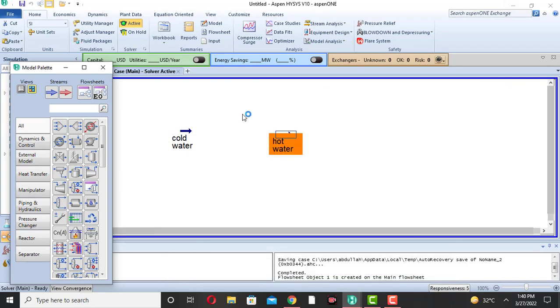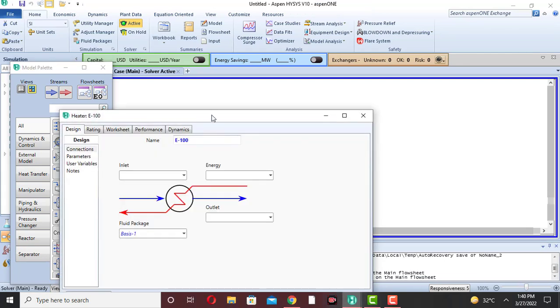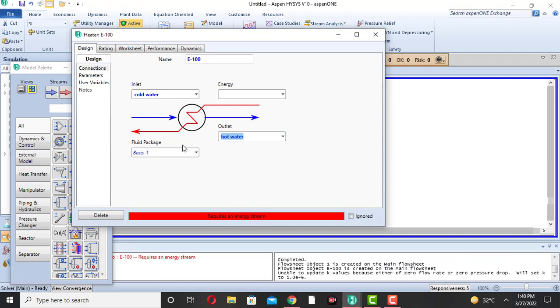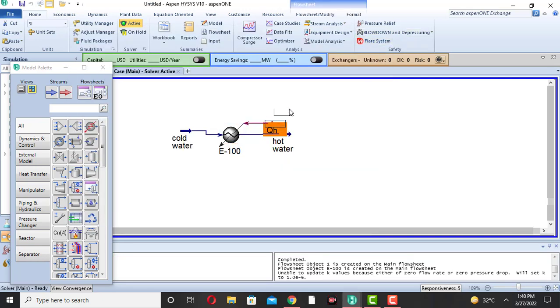Now come to the heater. This is the heater. Click on it, drag it. Now double click on the heater. By default its name is E100. You can change it, or just leave it. Come to the inlet, add the inlet, cold water to the heater, and the hot water outlet from the heater. Now we require an energy stream. So give it a name, the heat energy added to the heater. So it is okay.